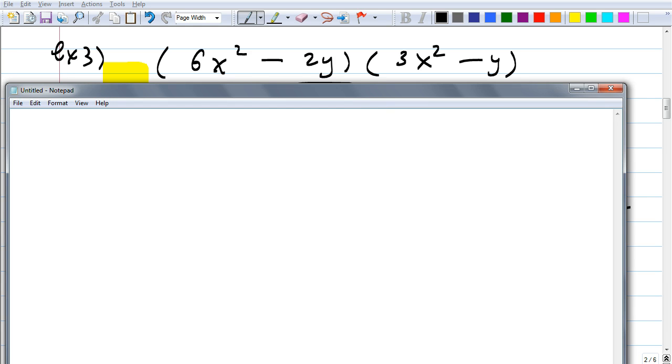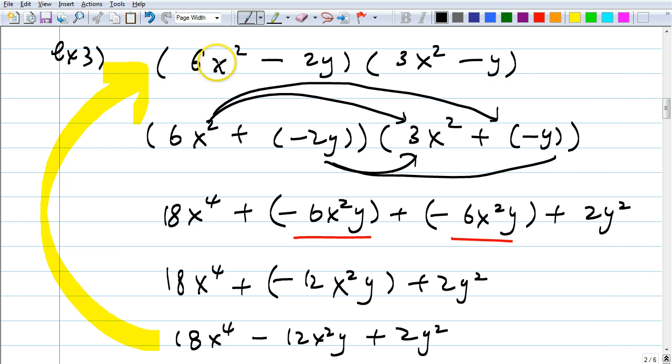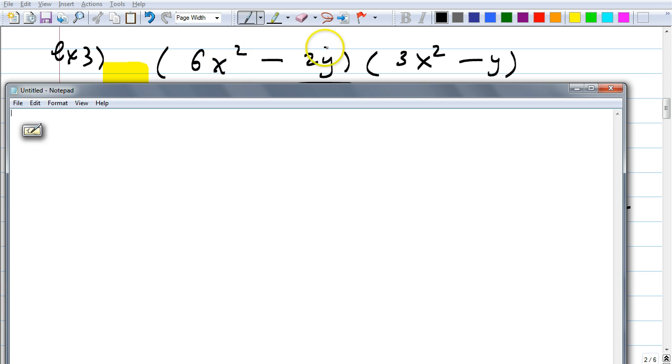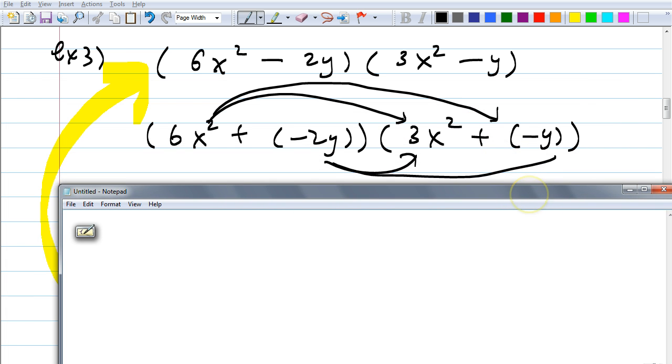This time, instead of just x, you have x squared, and here again x squared. But does that change anything too much? Not really, does it? Okay. Go ahead, everybody try to multiply and see what you get. I'll wait for you. All right, so I changed everything to addition first.